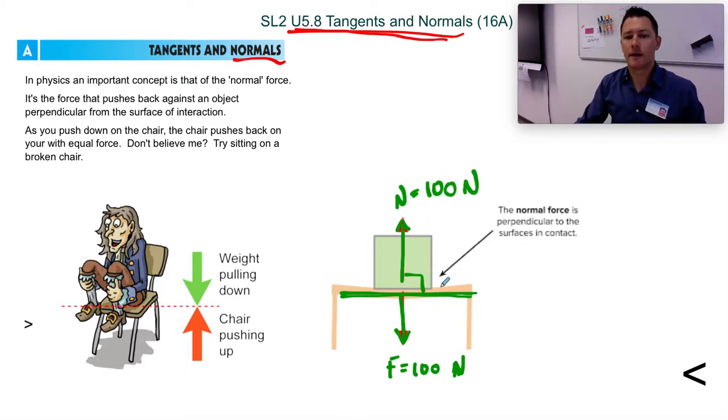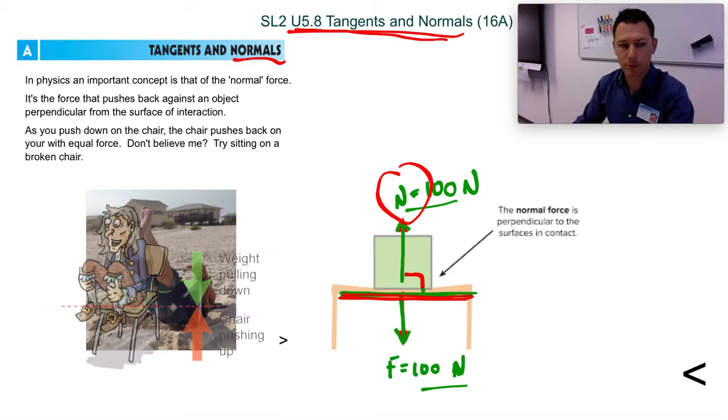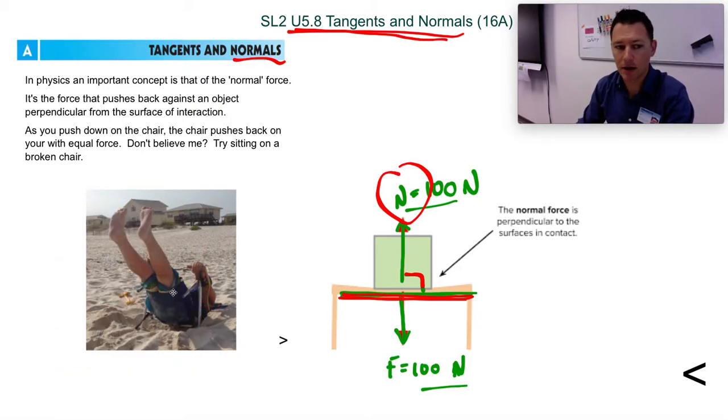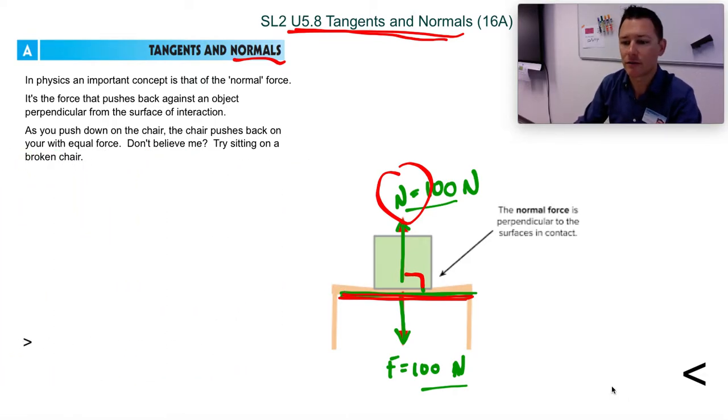Now, this equal and opposite isn't the part that you need to know. It's this perpendicular to the surface that you need to know. And so this is called the normal force, right? When you're sitting in your chair, you're pushing down on the chair. The chair's got to push back up at you, or you collapse and fall over, right? If the table doesn't support the weight of the box, then there's an acceleration towards the unbalanced force.